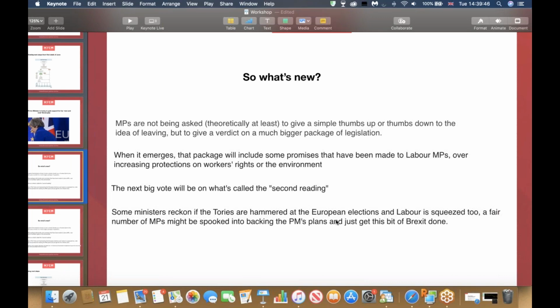If the European elections come out very badly for the Conservative and Labour parties, they might just back Theresa May's plan almost out of desperation. So look for that dynamic.